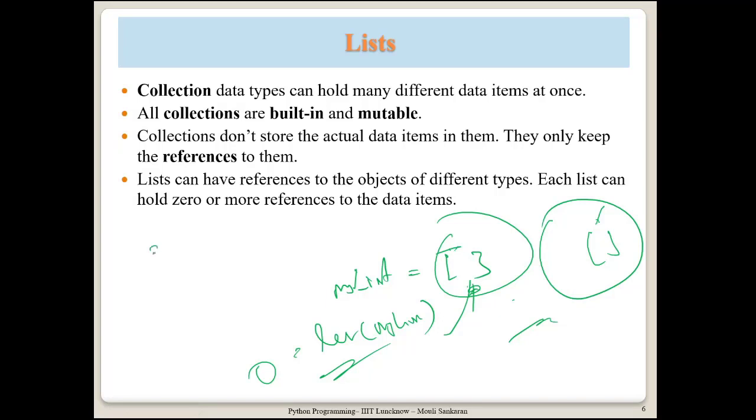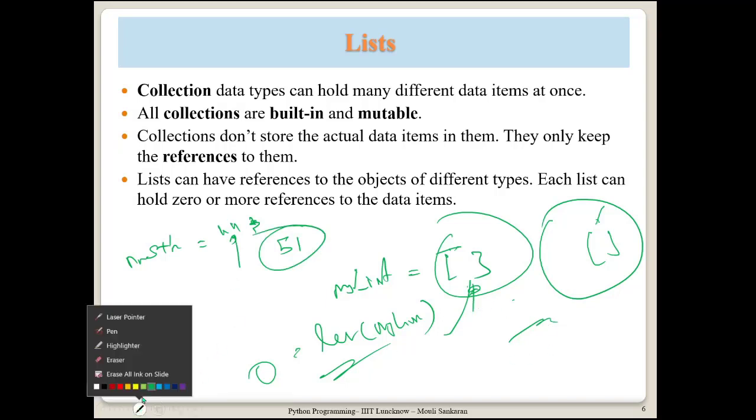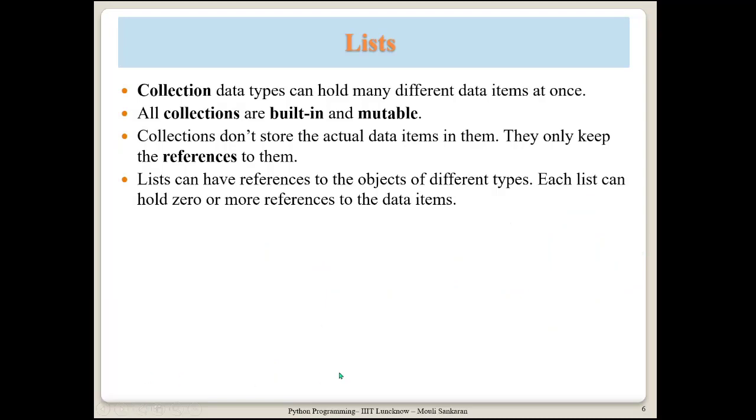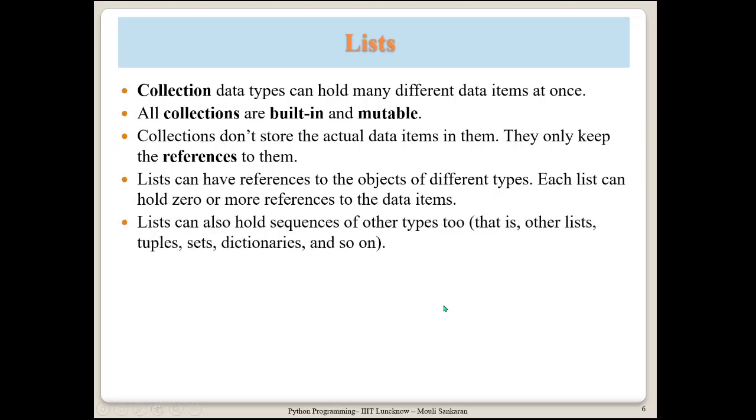But do not think that a null list will have no memory. Similar to our string, we saw a null string also takes some space. We saw 51, I think, so that many bytes it takes. Similarly, a null list may also take some bytes. You can get the size of that. So you can have 0 or more references to the data items inside a list.